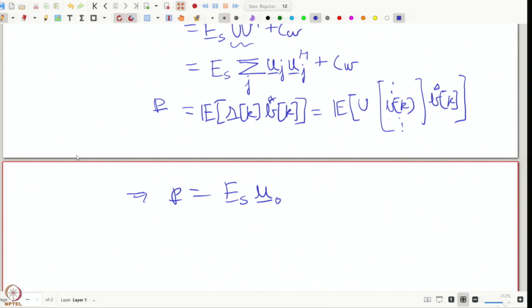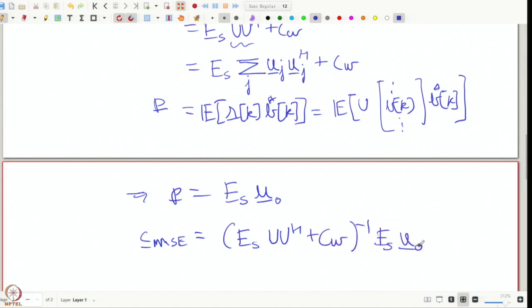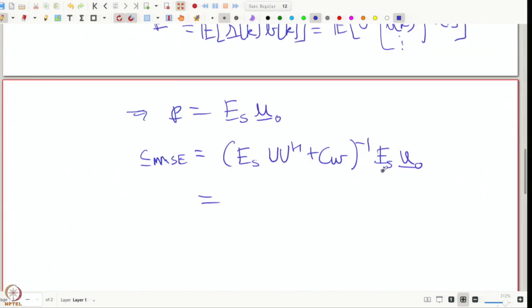Now, if we put this together, we are going to get our CMMSE equal to, remember it is R inverse P. This is great. Now I am going to play a small trick: ES is a number, so I can take it inside by doing 1 upon ES. So this can be written as U U Hermitian plus CW upon ES, times U0. Now, if your CW is essentially identity times N0 by 2, then it has a nice form.